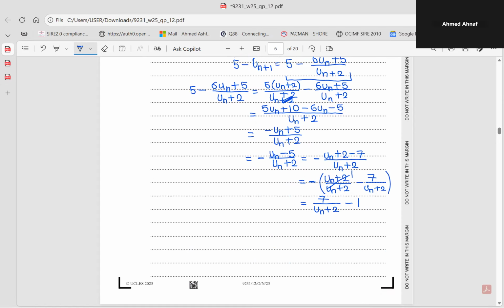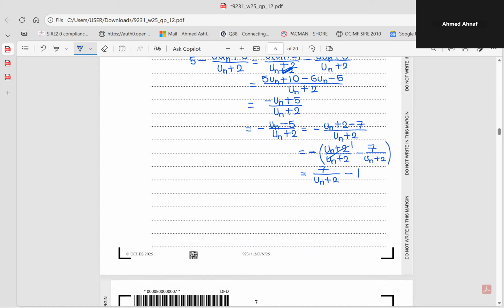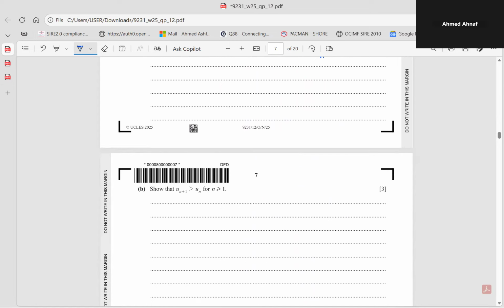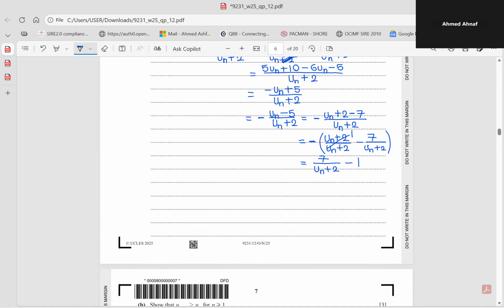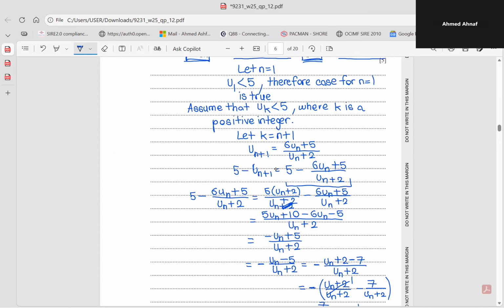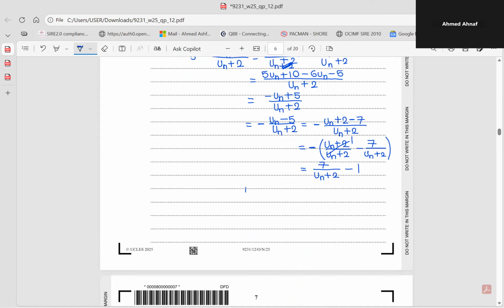Okay, so we know that un, or uk, is less than 5. So un plus 2 is less than 5 plus 2, which is 7. And therefore 7 over un plus 2 is more than 1.